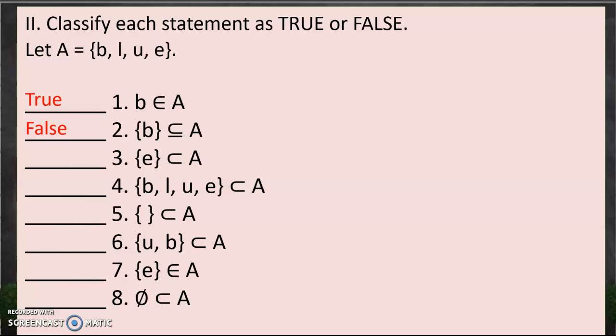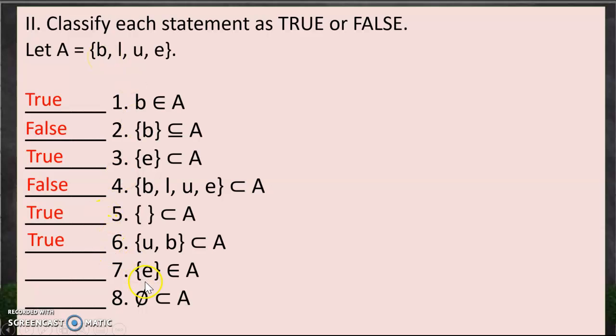Number 3, {E} is a proper subset of A. The answer is true, because it has a lesser number of elements. Number 4, {B, L, U, E} is a proper subset of A. It is false. The answer must be improper subset. Number 5, the empty set is a proper subset of A. It is true. Number 6, {U, B} is a proper subset of A. It is true. It is lesser, and every element is in set A, so it is a proper subset.